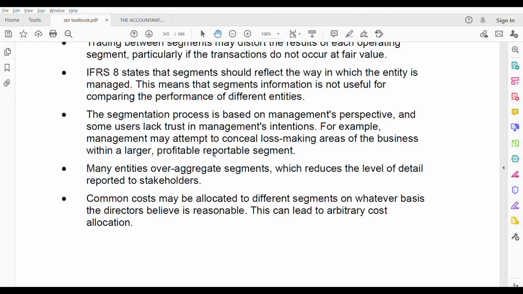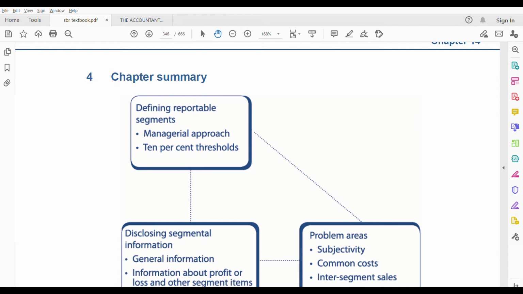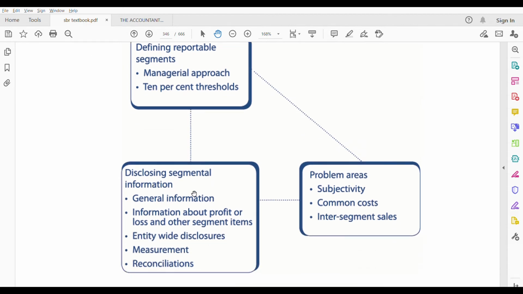Okay, so now let us summarize what we went through. How do we define a reportable segment? We see the managerial approach and the 10% threshold on sales, profit and loss, and assets. And how do you disclose the segment information? We disclose general information, information about profit or loss, entity-wide disclosure, measurement, and reconciliation. And problem areas are the subjectivity: how to aggregate, how much to aggregate, how many segments to aggregate, what are the common costs, and inter-segment sales. So these are some common problem areas. Now we are going to test your understanding before I move on to some other standard, so that you understand IFRS better and how to apply it in questions.